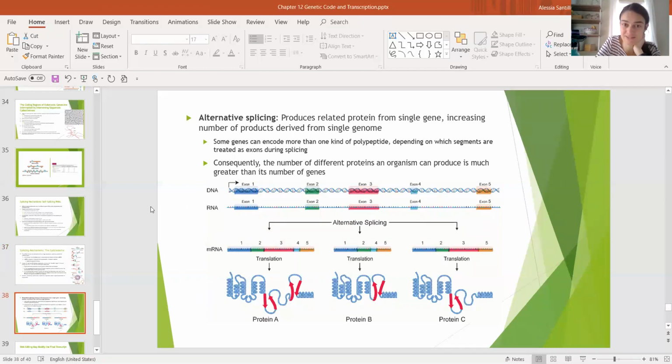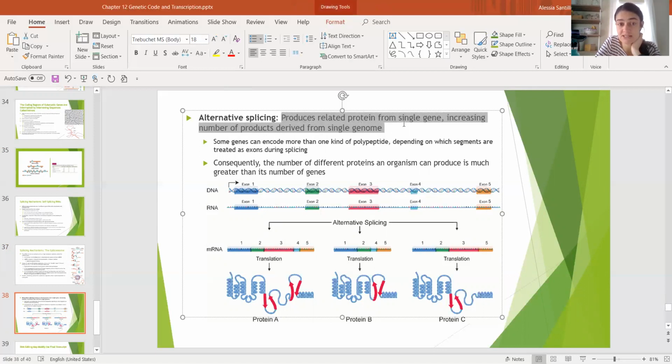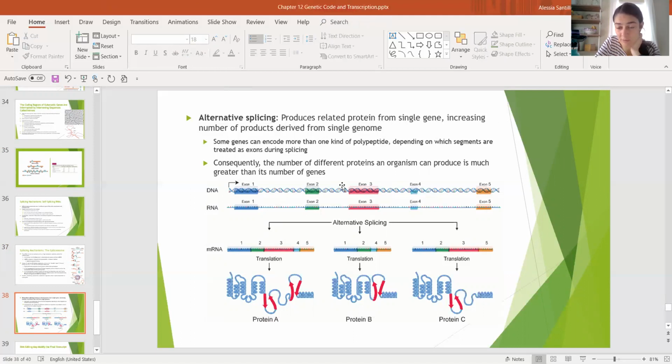And this is known as alternative splicing. Alternative splicing produces related proteins from single genes, increasing the number of products derived from a single genome. So you can see here we have how many exons? 5 exons, and everything that's not highlighted or colored in, those are your introns. Your introns are going to be excised by the wonderful spliceosome machinery, and then these exons can be put together.